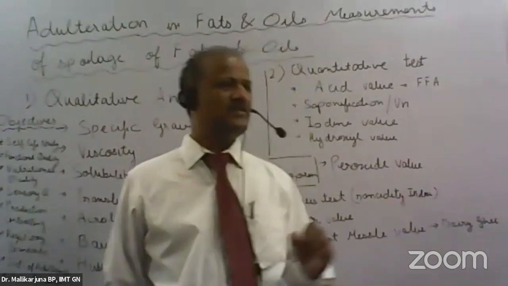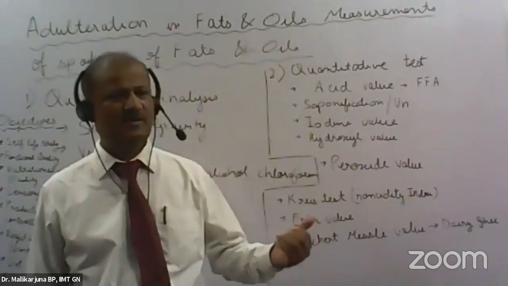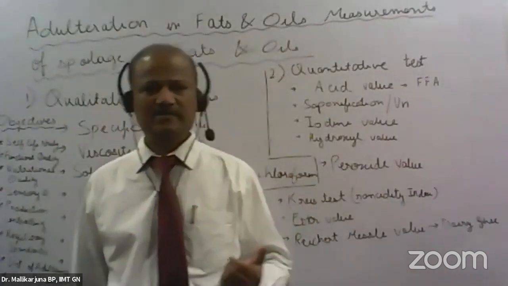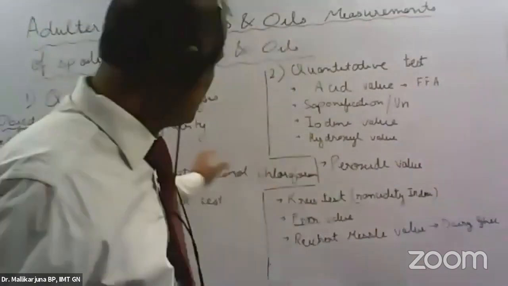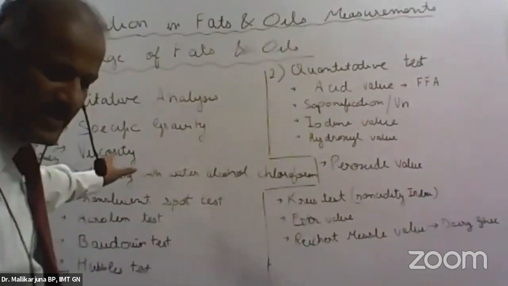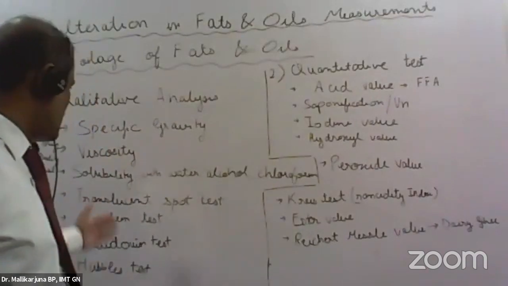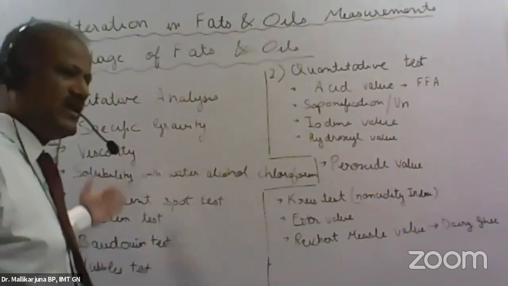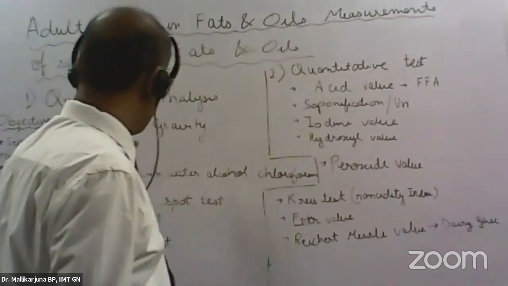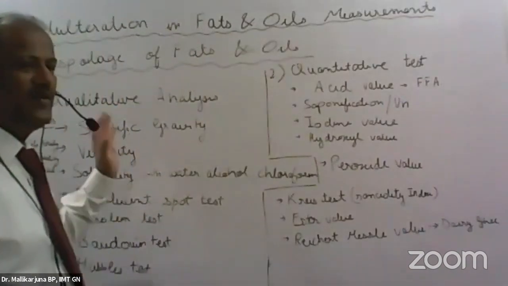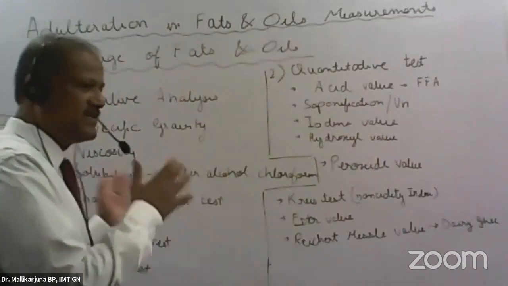So next is the analytical parameters, how this can be identified. So far I discussed only the physical constants, that is, the qualitative analysis. These are the qualitative tests by which we can know whether impurity is present in these oils and fats.